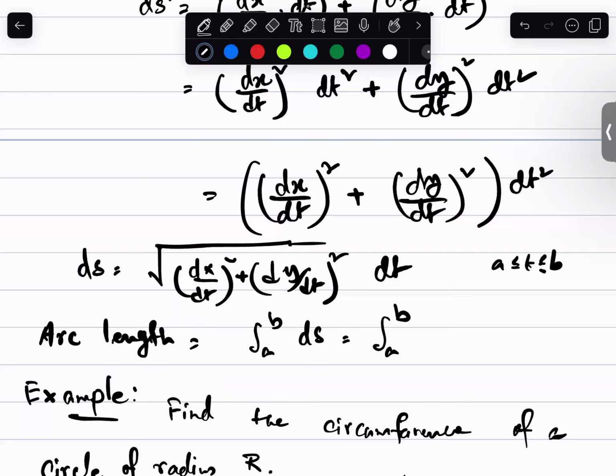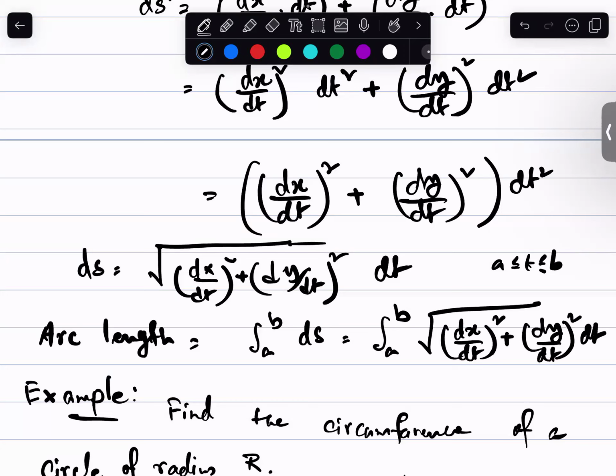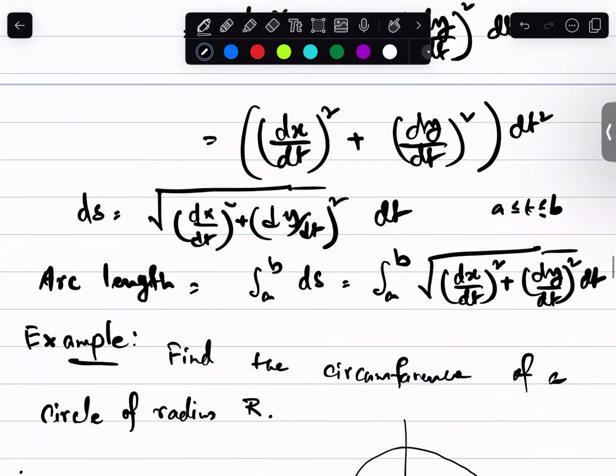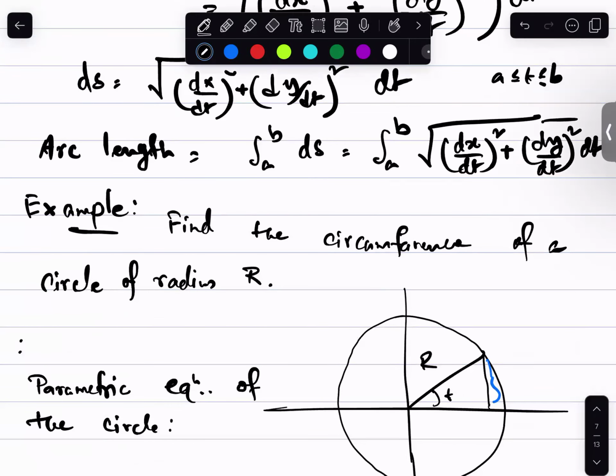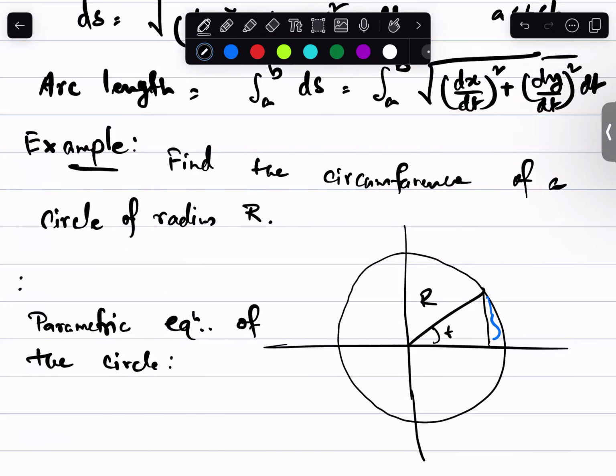And if I rewrite it, it'll be the integral from a to b of the square root of dx over dt squared plus dy over dt squared, dt. Okay, cool. Now focus on the following example. This example is basically asking you to find the circumference of a circle of radius r.